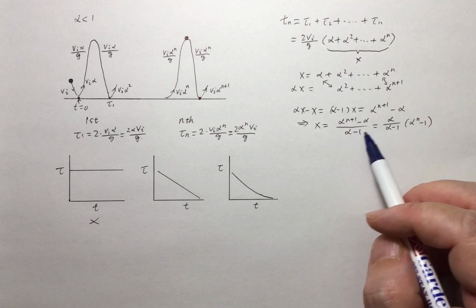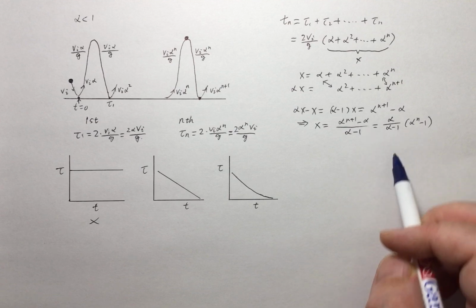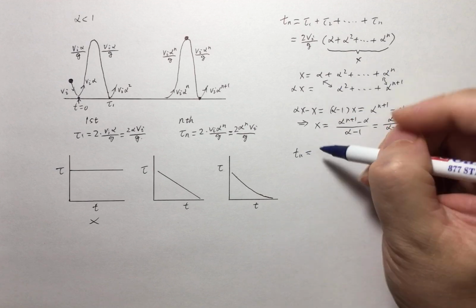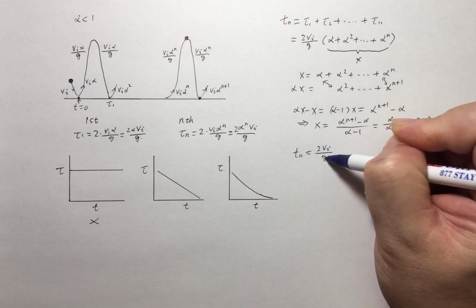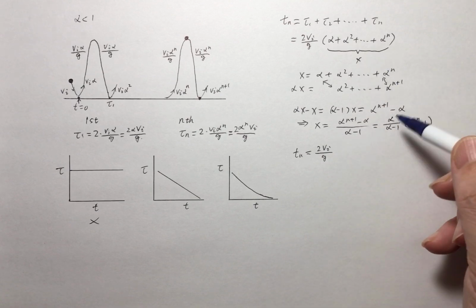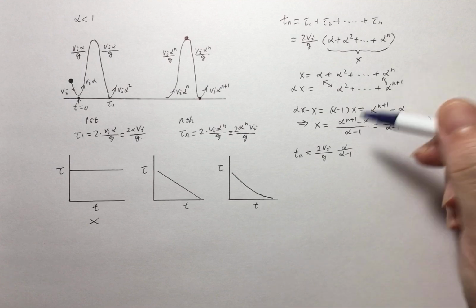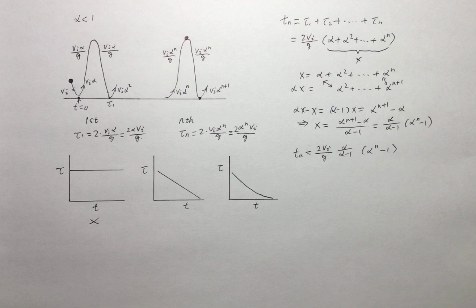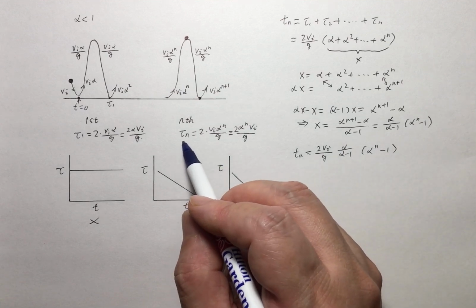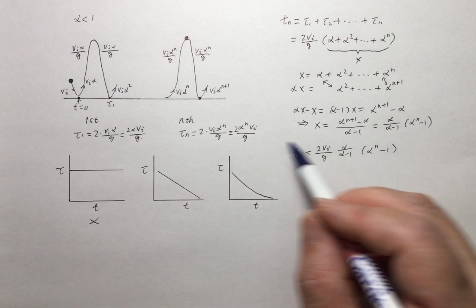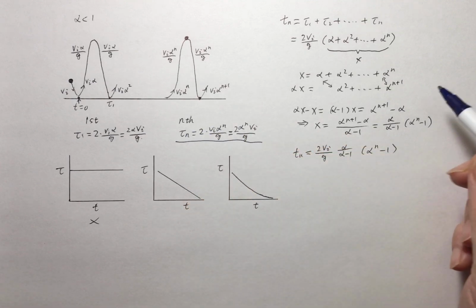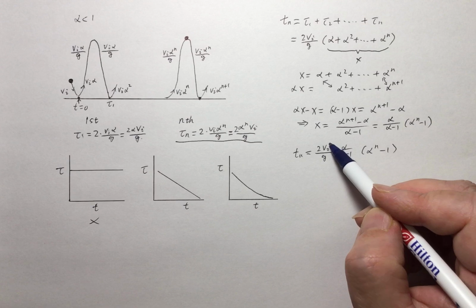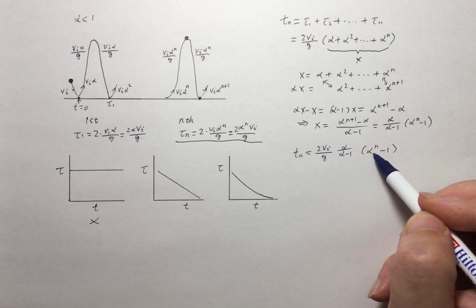Let's make sure we have the right result. Yes. So we plug this back here. So tn is 2 vi over g times x, and we already calculated x to be here: alpha over (alpha minus 1) times (alpha^n minus 1). So now we know that tau n is this, and 2 vi over g alpha^n becomes tau n.